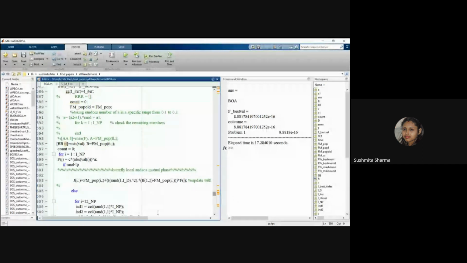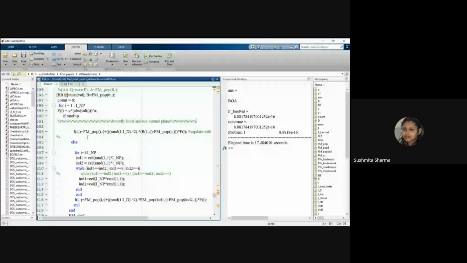Here I am calculating the fitness of each of the population, each of the cells, that fi is equal to c into I to the power a. Here I is the fitness I have. If some of the algorithm is negative, then it will create a complex problem, so I am taking it as an absolute value.